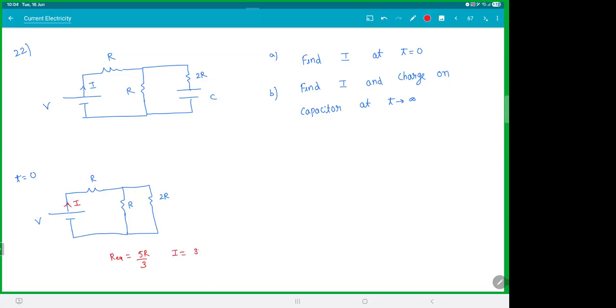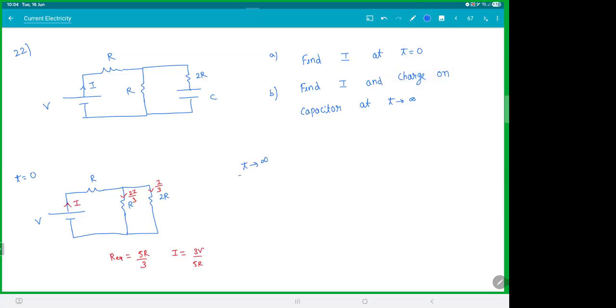Current will be 3V by 5R. They can even ask you to find the current in the capacitor, so you can do that. You can split the current. This will be 2I by 3 and this is I by 3. I didn't ask you, but it could be. So at T0, that is how it would behave.